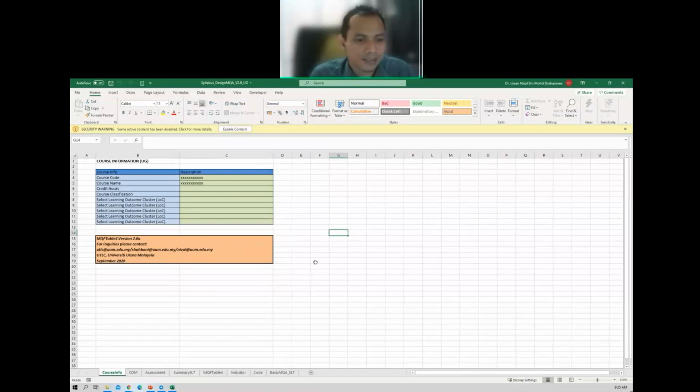Okay, because there are two different files. Syllabus design PA version 2.0 UG is for UG, and if you download the PG one, it is for PG. So there is a slight difference in terms of calculation.